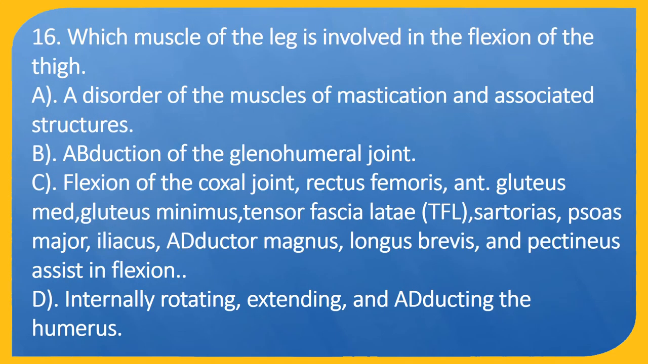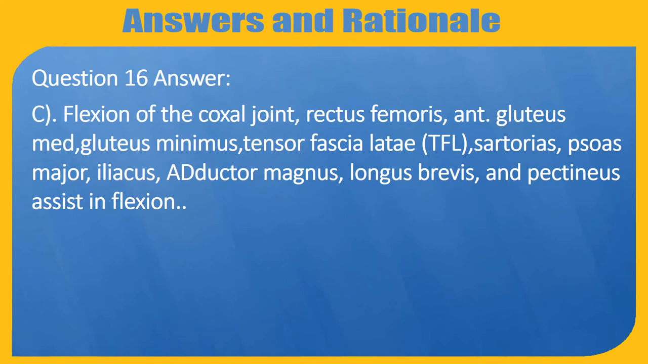Question 16. Which muscle of the leg is involved in the flexion of the thigh? A. A disorder of the muscles of mastication and associated structures. B. Abduction of the glenohumeral joint. C. Flexion of the coxal joint: rectus femoris, anterior gluteus medius, gluteus minimus, tensor fasciae latae, TFL, sartorius, psoas major, iliacus, adductor magnus, longus, brevis, and pectineus assist in flexion. D. Internally rotating, extending, and adducting the humerus. Question 16. Answer. C.